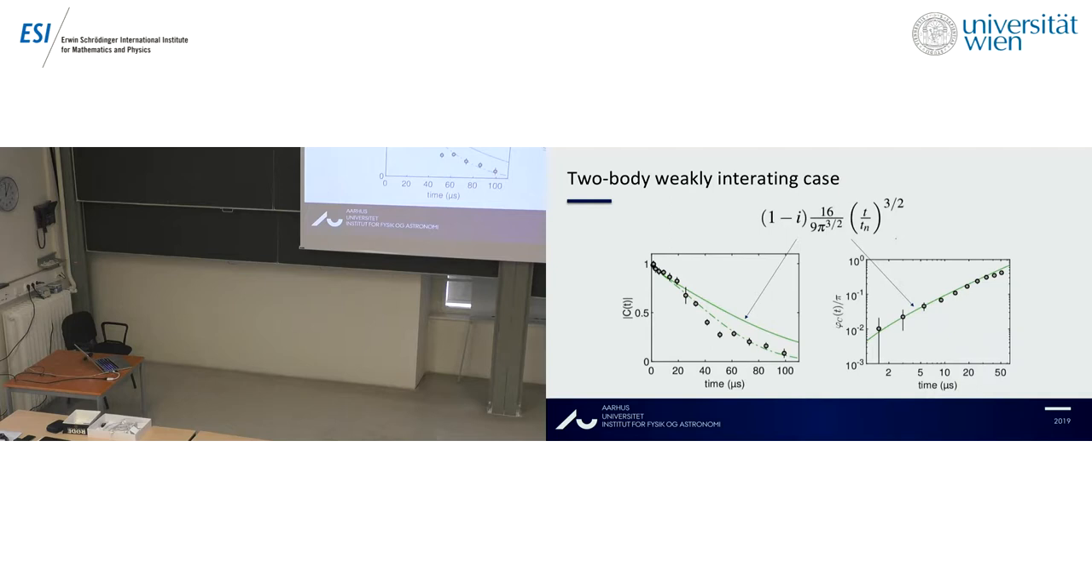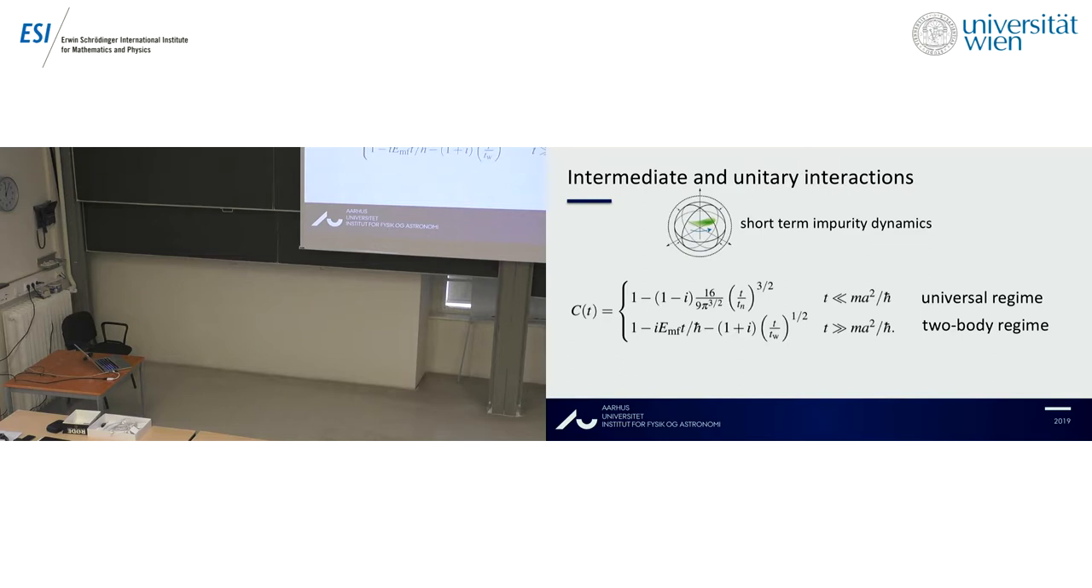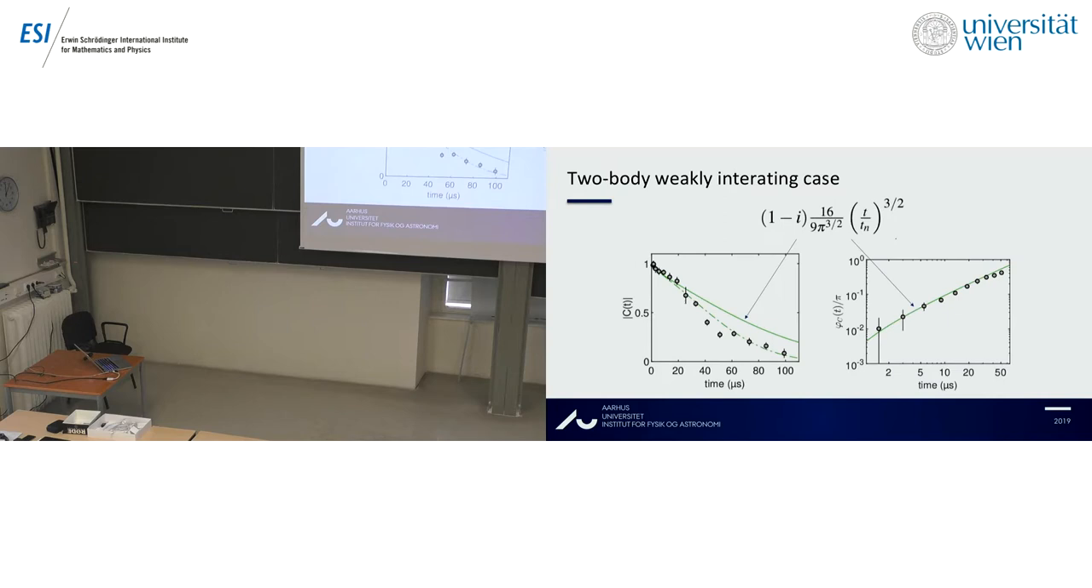Let's look at the weakly interacting regime. So now we are looking at this two-body weakly interacting regime where we expect power law to the 1/2 scale. And that's indeed what we observe for this regime. Oh, I have actually put the wrong formula up here. This should be the power law 1/2. That's exactly what we see for the short time evolution here.